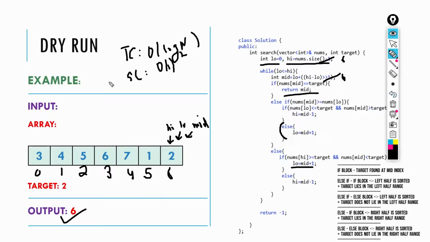If we think about the time complexity here, it would be log n base 2, as we discussed previously. And the space complexity would be O(1), because we are not using any additional space, and since it's an iterative binary search, we're not using a recursion stack.